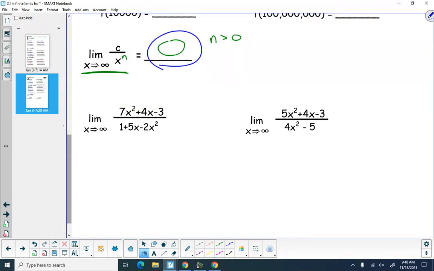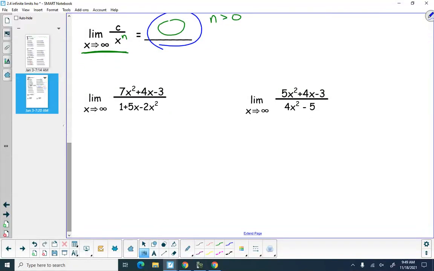Take a look at the one down here. We take our largest degree exponent, or term, variable. I have 7x squared plus 4x minus 3 over x squared plus 5x minus 2. My largest degree is x squared. So we're going to divide through by x squared. So we have a limit as x approaches infinity.